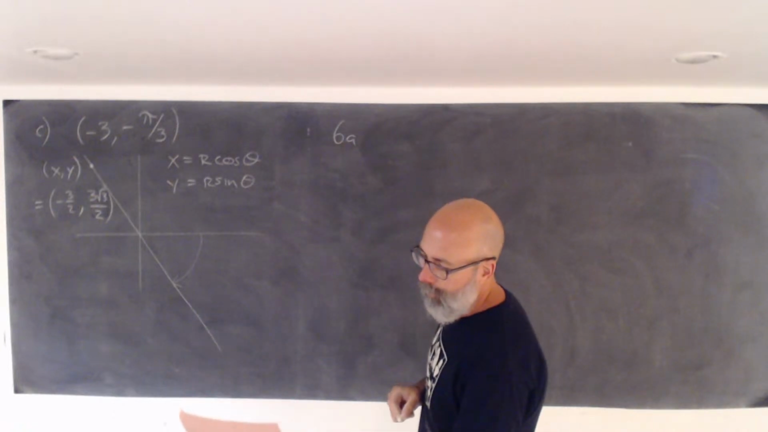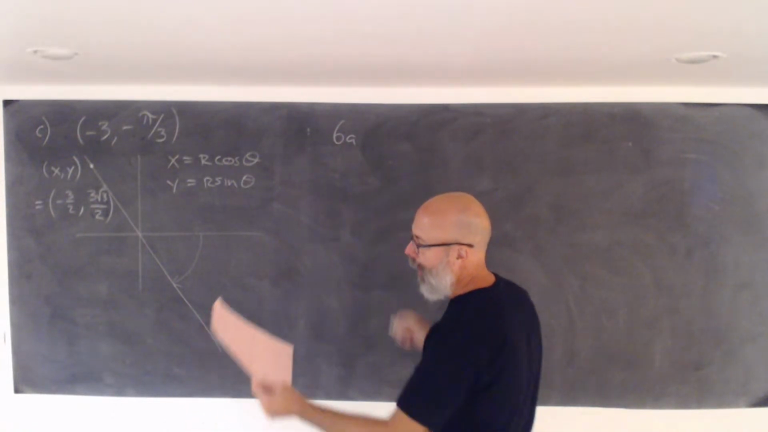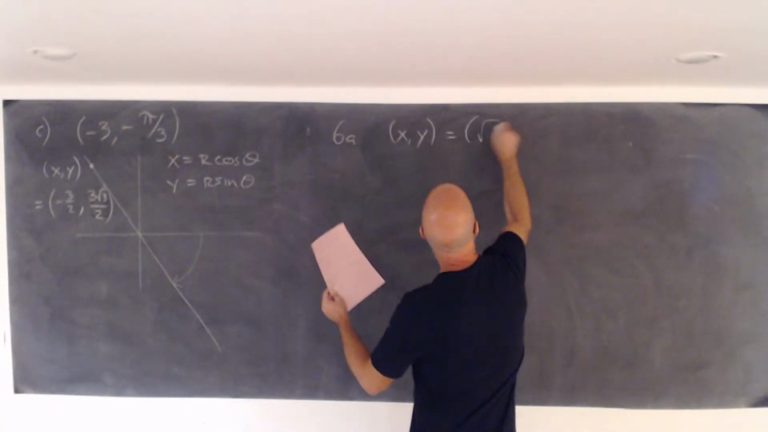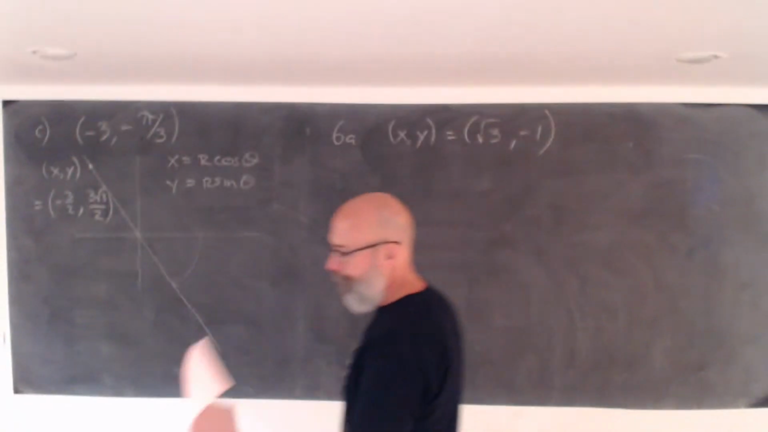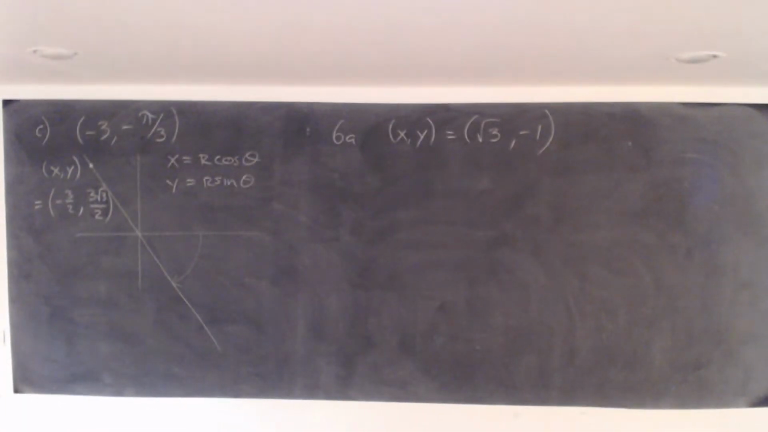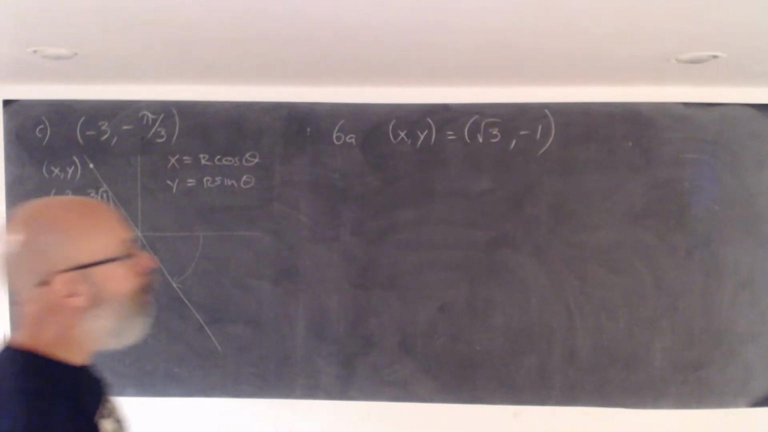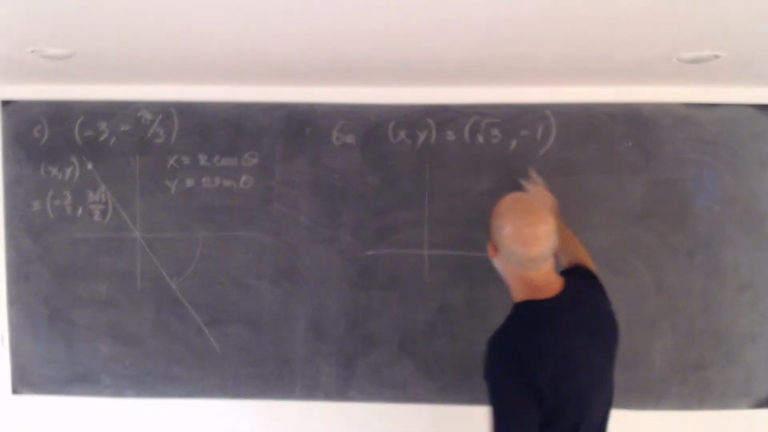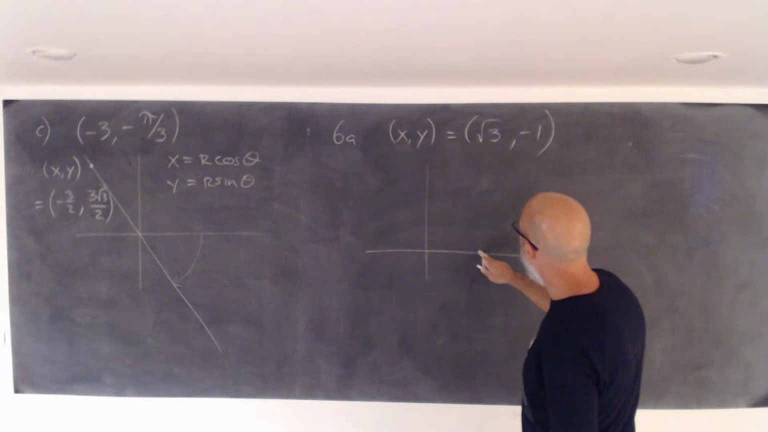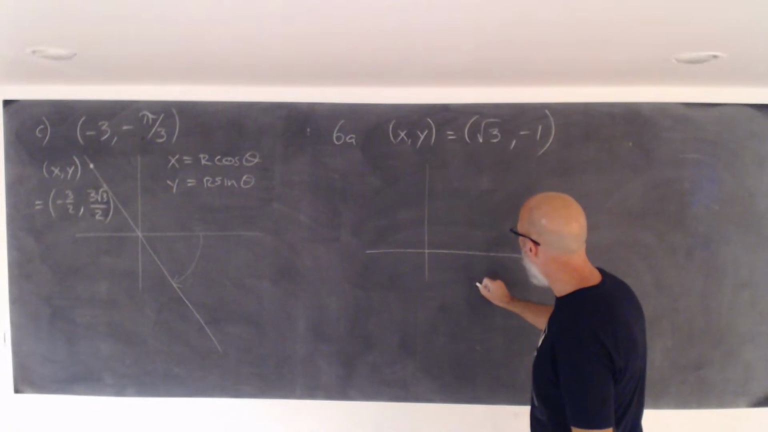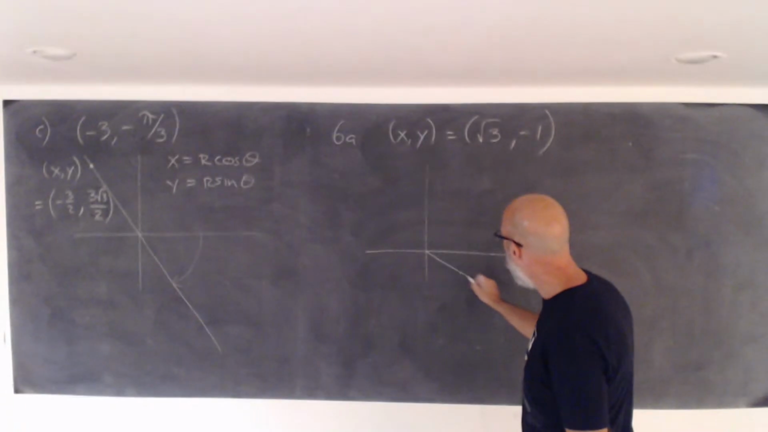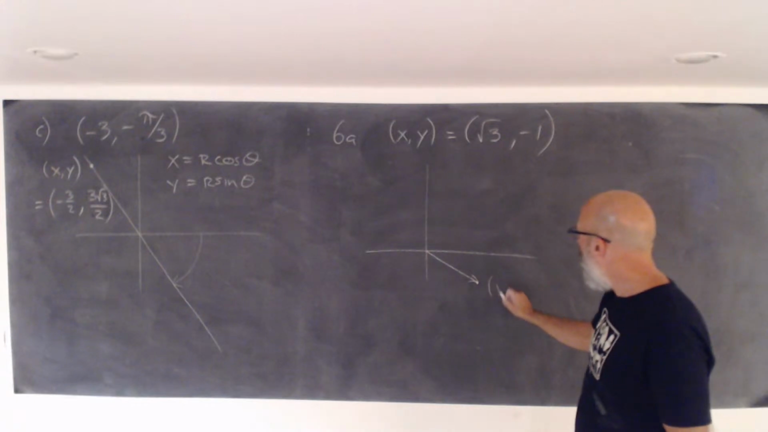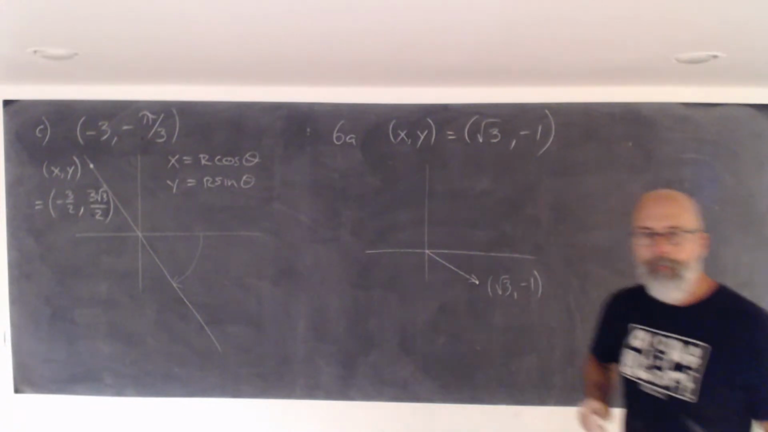Let's do the opposite. Cartesian coordinates are given. Find the polar coordinates. So x, y are given. We want to find the corresponding r and theta. First of all, you know what's happening here. Root 3 in the direction of x, negative 1 in the direction of y. This is the point root 3, minus 1.